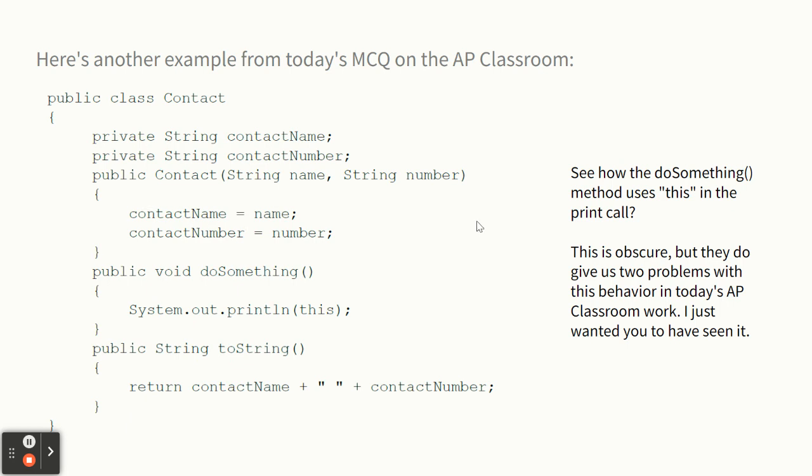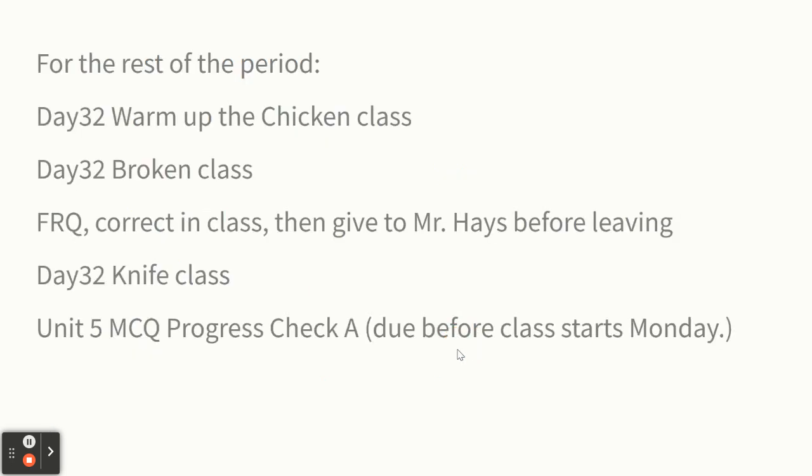Here's another example that'll show up on the multiple choice problems. The doSomething method uses a this call right here. That just calls the toString and prints it. I wanted you to have seen it so it didn't freak you out.